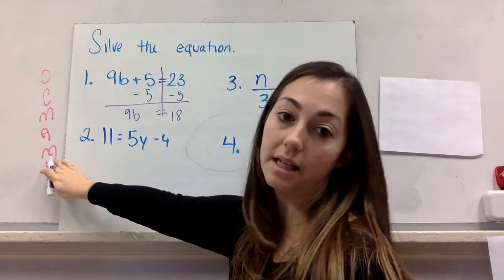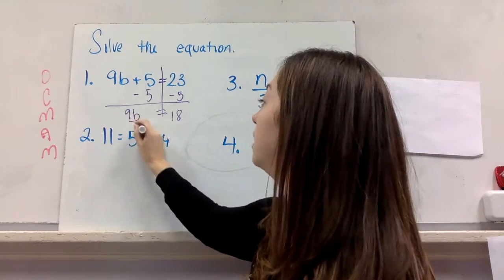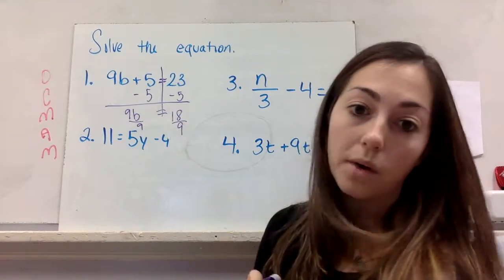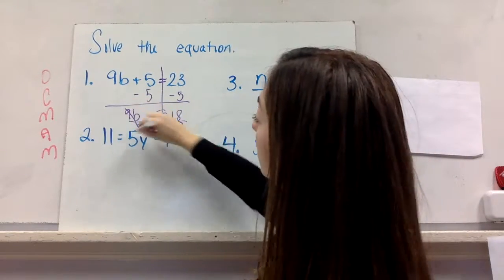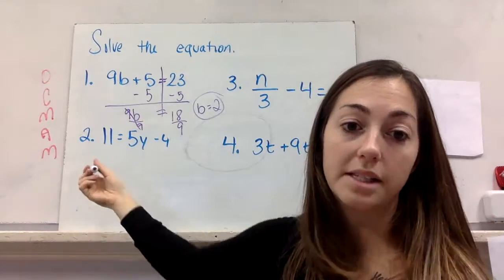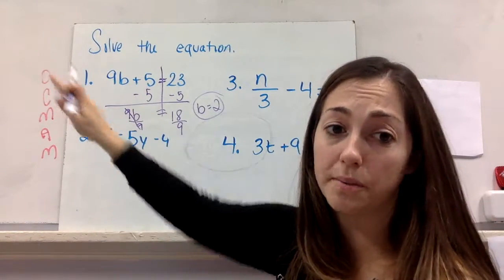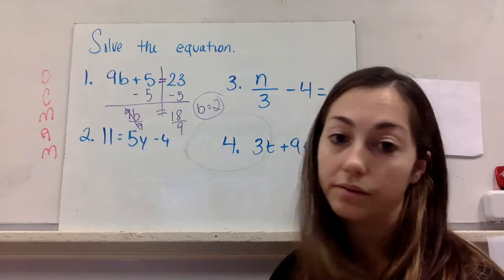Now I'm on my last thing, multiply or divide. Well, because I have multiplication, I do the opposite, the inverse operation, which is divide by that number, which is 9, and I get b equaling 2. Great. The second one, nothing to distribute, no terms to combine, move terms to solve, nothing.